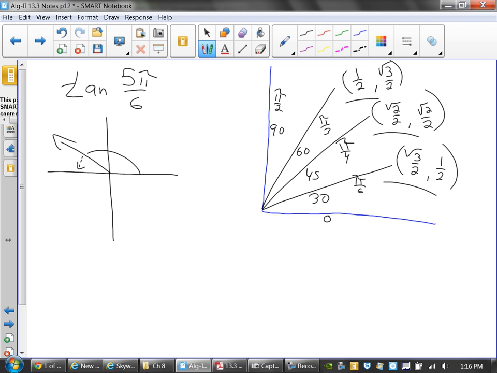Takes me pi over 6 to get down to that, which means in my first quadrant, pi over 6. In the first quadrant, pi over 6 has the ordered pair of root 3 over 2 and 1/2. Now, when I'm dealing in the second quadrant, one of those values is going to become negative.